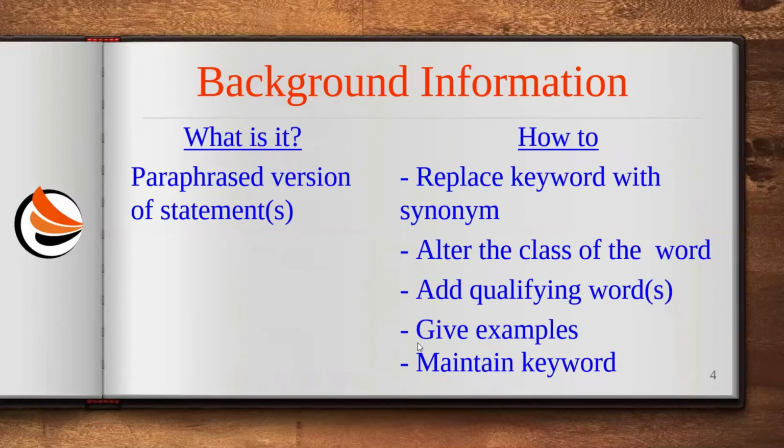When we looked at the introduction to the Task 2, we saw that every Task 2 question has two parts. It has the statement part and then the question part. To get your background information, you're supposed to focus on the statement, whether there be two or one or three. You need to paraphrase that.